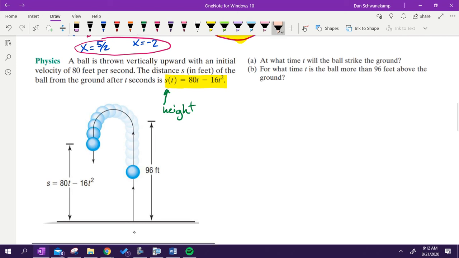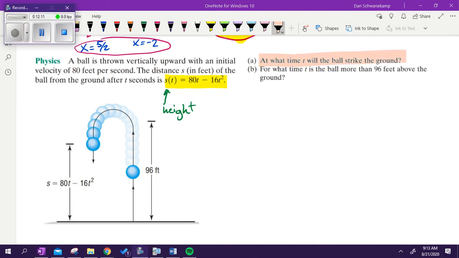Talk with your neighbor for a second. Come up with a way to answer that question right there. At what time will the ball strike the ground? Go. We want to know at what time does it strike the ground. Lydia, what did you guys discuss to try to decide when it's going to strike the ground?